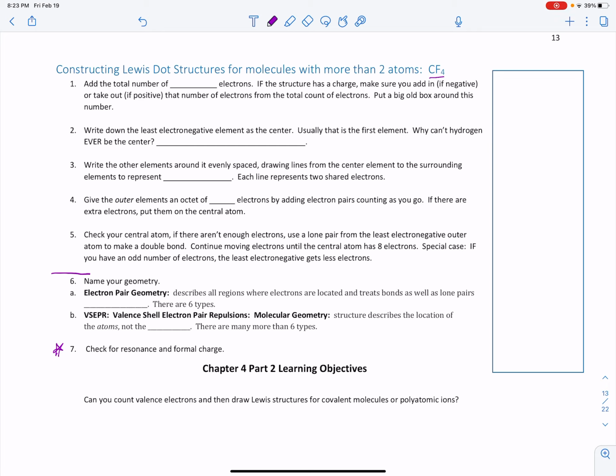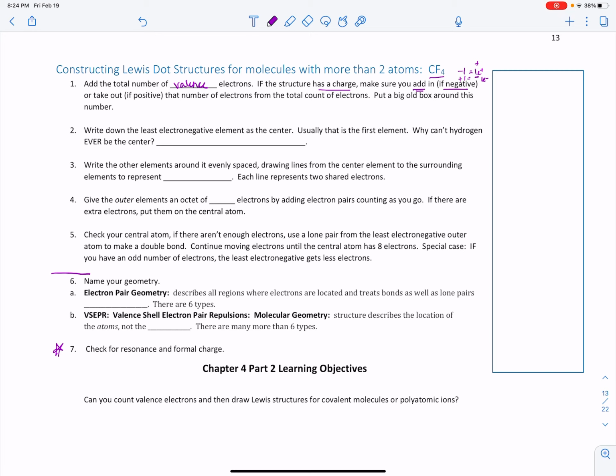So we're going to add the total number of valence electrons. If the structure has a charge, make sure you add in an electron or so if it's negative. So if it's -1, you would add in 1 electron. If it's +1, you would subtract 1 electron. But the CF4, it's neutral, so we don't have to worry about that. So, and you'll put a big old box around it.